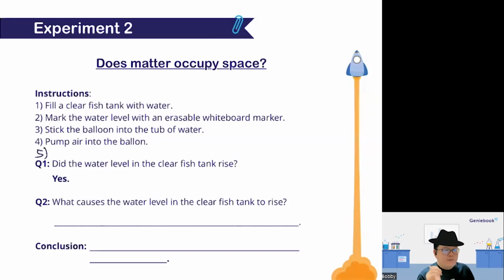If you notice, the video did one more step that is not stated in the instructions, and it should be done: mark the new water level. You need to mark the new water level so you know what you are comparing. Remember to mark it so you can directly compare on the tank. So what caused the water level to rise?